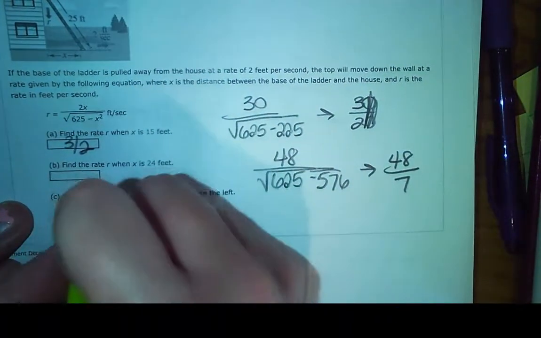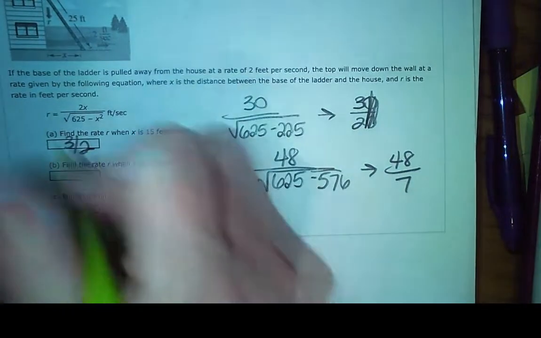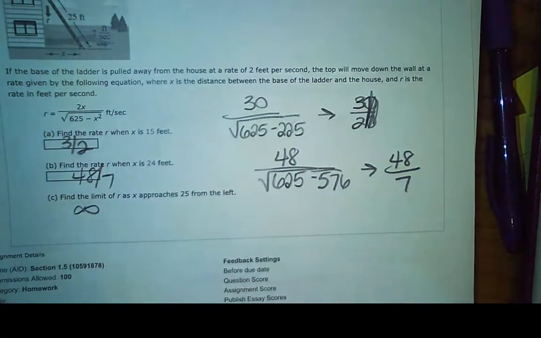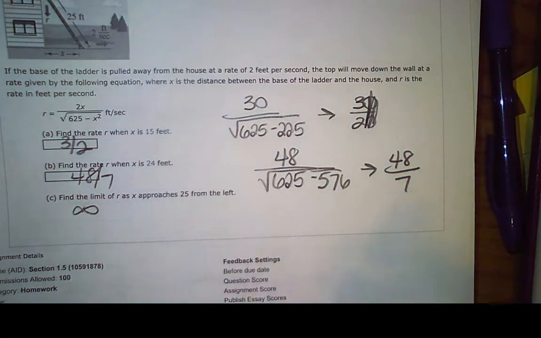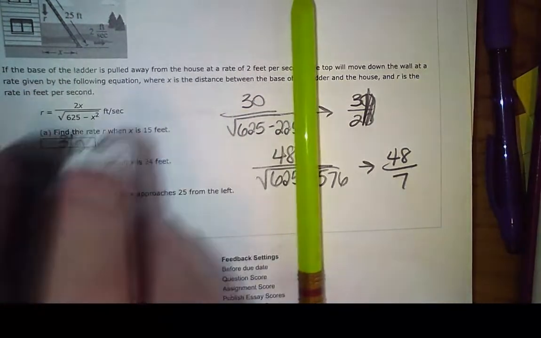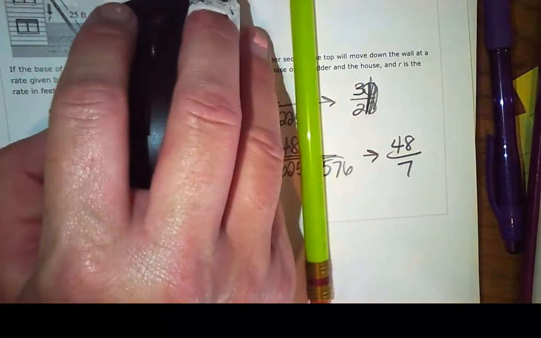All right, so it's going to be positive infinity, because the further away the base of the ladder goes, the faster the thing goes. So you are now ready to do your chapter 1 review and then take your chapter 1 test.